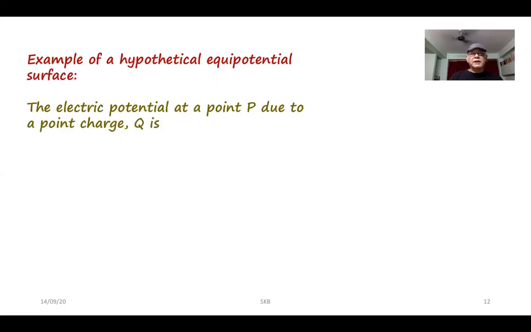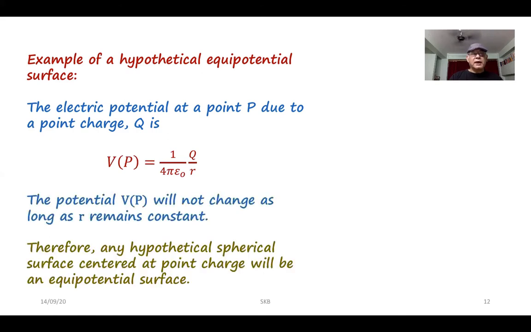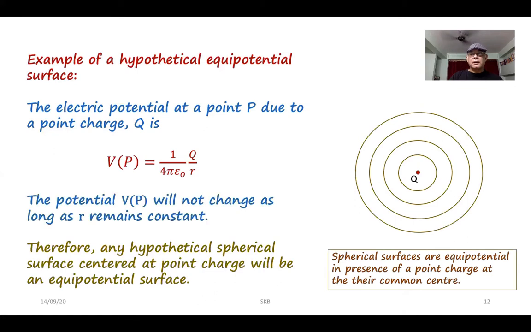The electric potential at a point P due to a point charge Q is 1 by 4 pi epsilon naught Q by r. The potential at the point P, that is Vp, will not change as long as r remains constant. Therefore, any hypothetical spherical surface centered at the point charge will be an equipotential surface, as shown in the diagram. Here, the spherical surfaces are equipotentials in presence of a point charge at their common center.